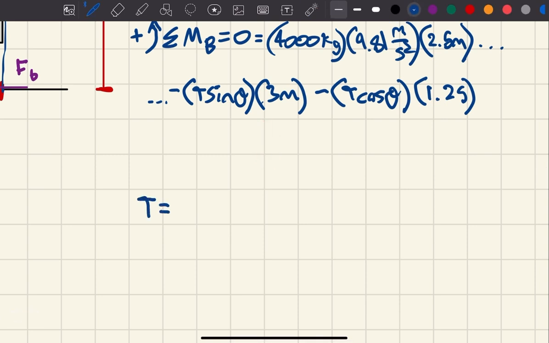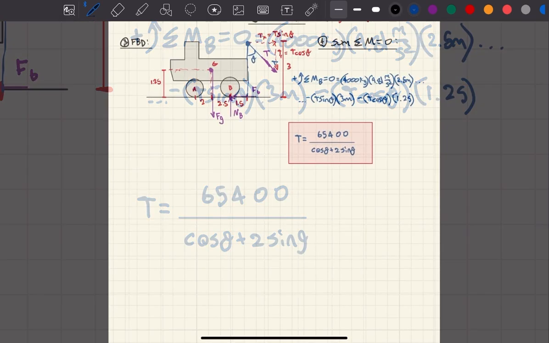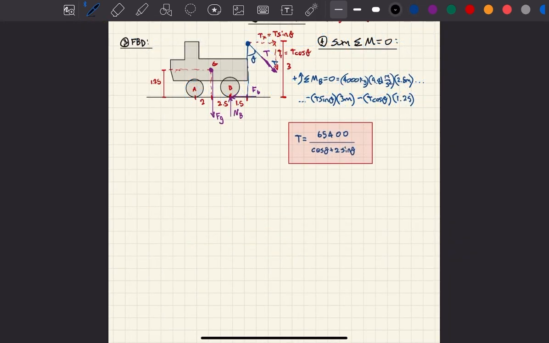You're going to get one of your answers, and then we're going to do some thinking. The minimum tension force needed to tip this car over is going to be 65,400 divided by cosine theta plus 2 sine theta. So we have our minimum tension force, and that's half the question. Great job if you got this far.